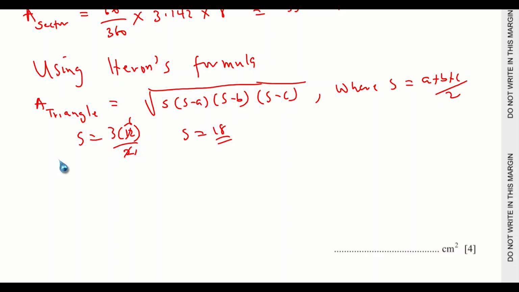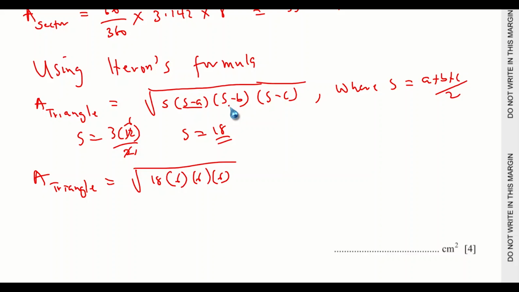Okay, then I can now do this. So the area of the triangle equals the square root of s, which is 18, into 18 minus a, that will be 18 minus 12. That will be 6 into 6 into 6, because all the sides are equal. So each of these gives 6. You can input this into your calculator.